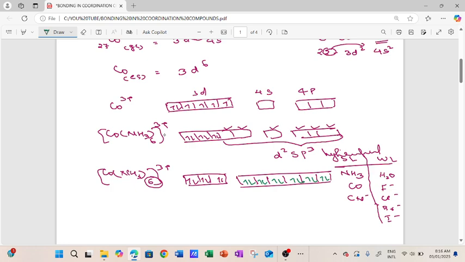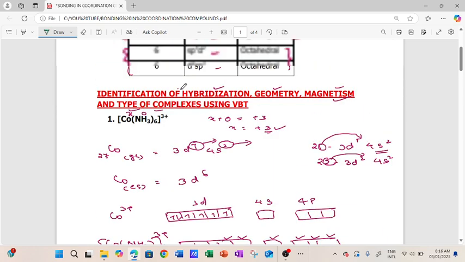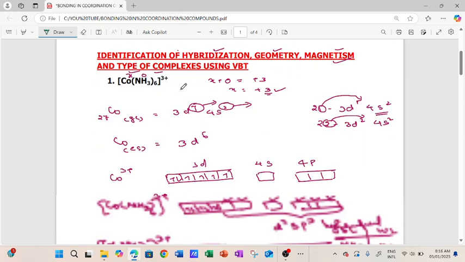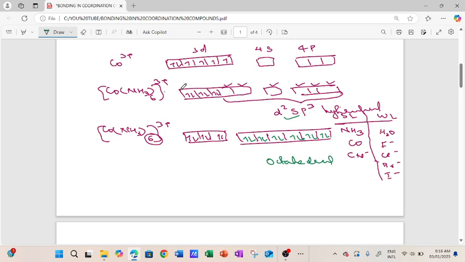Now finally, we can write the hybridization is d2sp3, and because of the d2sp3 hybridization, the molecular geometry is octahedral. That I told you in the beginning. Whether it is d2sp3 or sp3d2, the structure is always octahedral. And magnetic behavior: in the last step, you see if any unpaired electrons are there or not. If no unpaired electrons, it is diamagnetic. All orbitals are there with paired electrons, so it is diamagnetic.